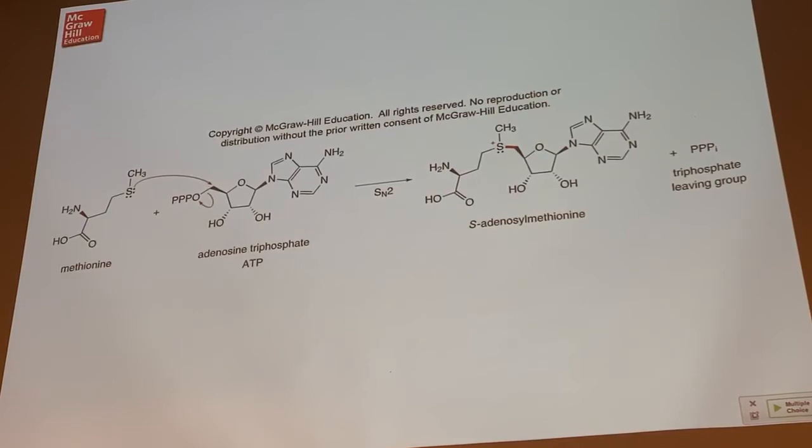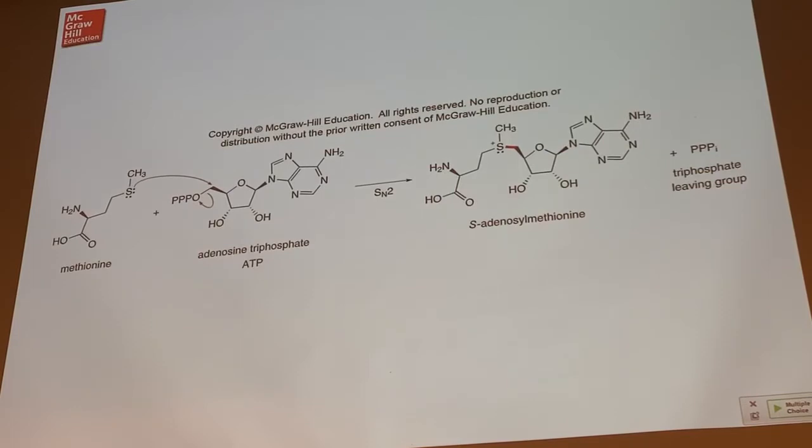So the way S-adenosylmethionine is made in our bodies is from a sulfide. Methionine is an amino acid that has a sulfide in the side chain. That's going to attack ATP, which you'd probably know is an energy source, but it also has a good leaving group here. The triphosphate group is a good leaving group, and it's primary. So we have an SN2 reaction here, and that gives us S-adenosylmethionine, which we now know can participate in other SN2 reactions where the nucleophile attacks the methyl group. So this reaction over here is also used in biochemistry. Okay.